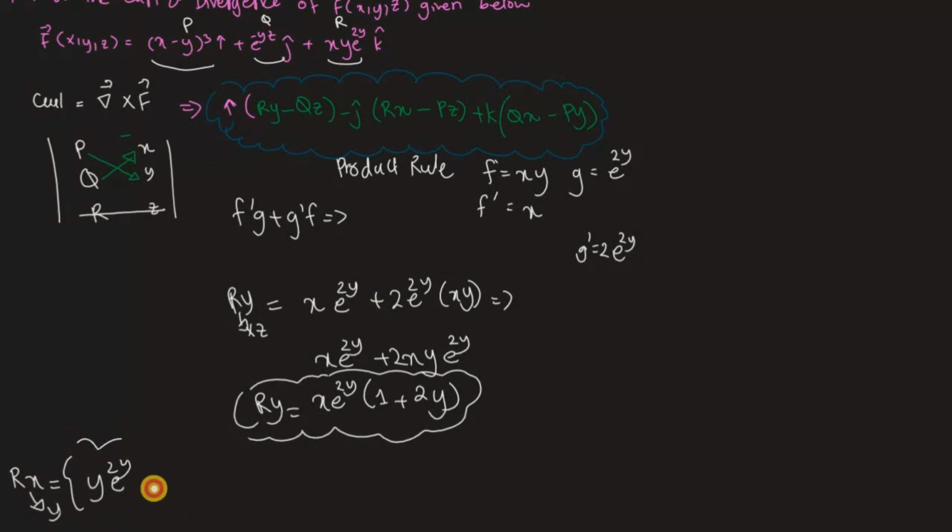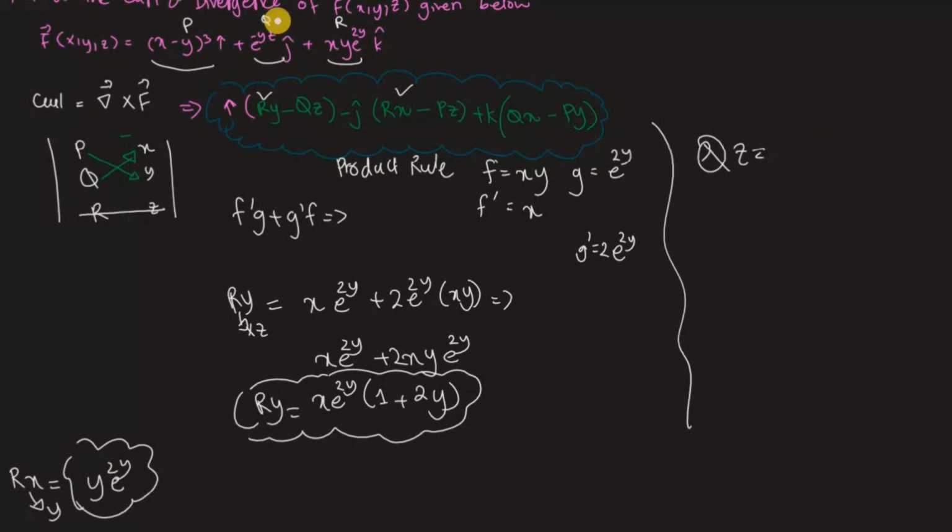Okay, so now we have r of y, r of x. We can go ahead and find q of z. Okay, let's find q of z over here. So this is q, right? We are differentiating z over here.